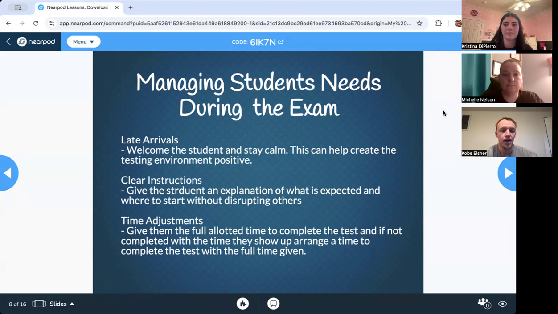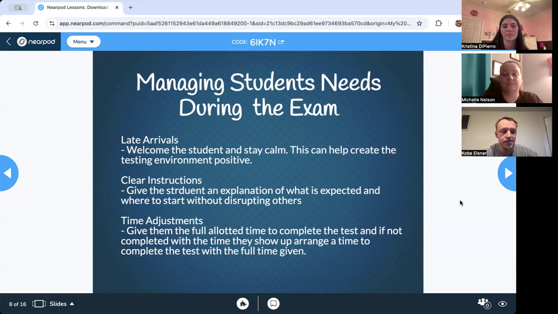So to start off, late arrivals. It's really important to make sure that you're really welcoming to the student and that you stay calm and don't freak out or cause a disruption during the class. That way the testing environment stays very positive and calm as well. Also giving clear instructions. So whether that student comes in late or has some sort of question or fully doesn't understand what the exam means or is about, giving the student an explanation of what is expected and where to start without disrupting others can be super important.